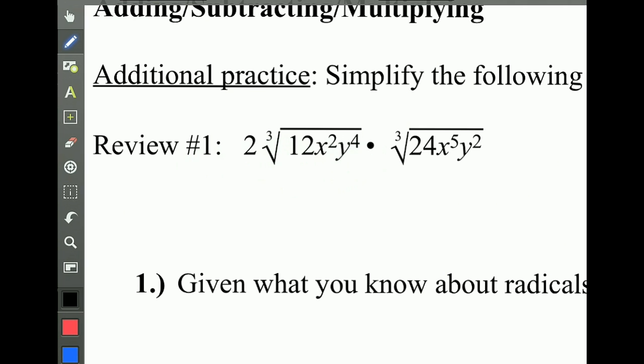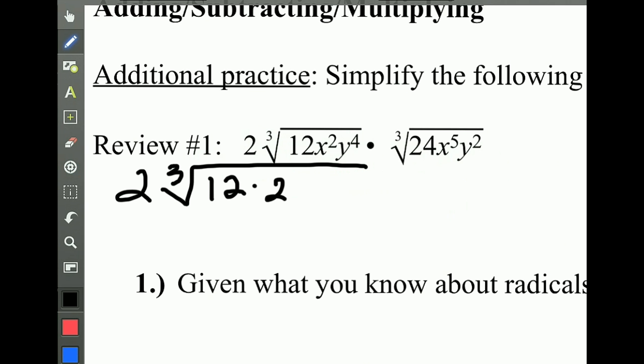What I'm actually going to do with these first is multiply them together. That'll be a little bit easier to simplify once I have them all together. Because I've got the same root here and here, I can multiply everything in the radicals together, which is what I'm going to do. But I'm going to leave that 12 and 24 separate, because we're going to have to simplify it back out anyway. So 12 times 24. I have 2 x's here and 5 x's there, so I have x to the 7th. And then I have y to the 4th and y squared, which would be y to the 6th.